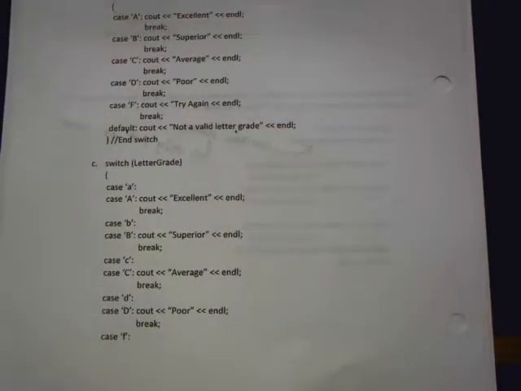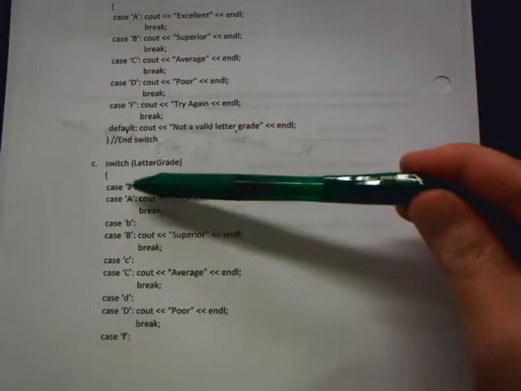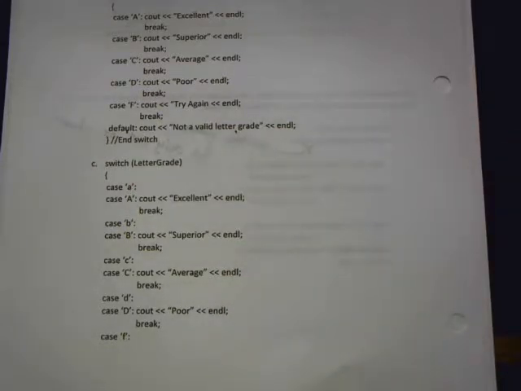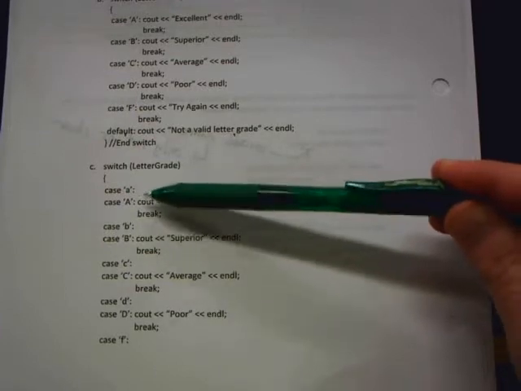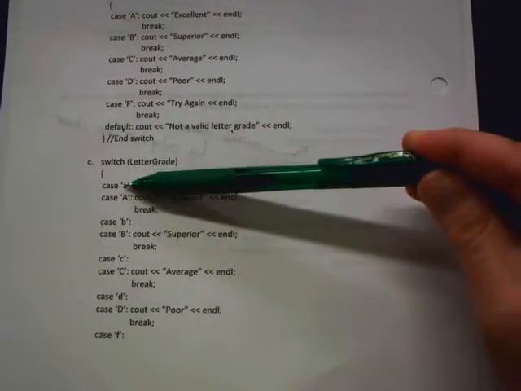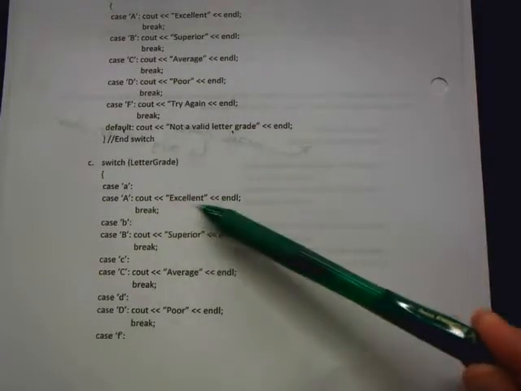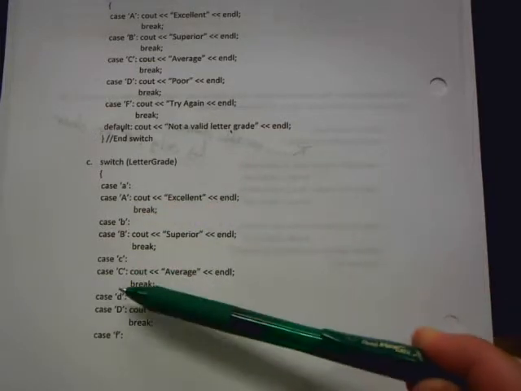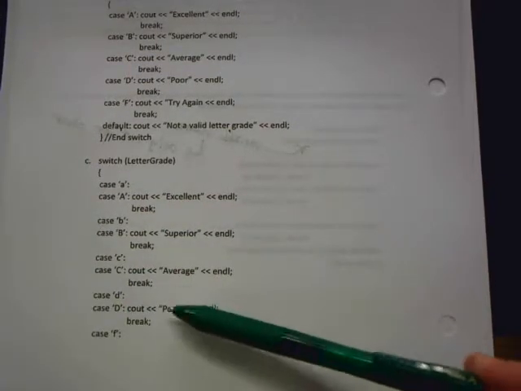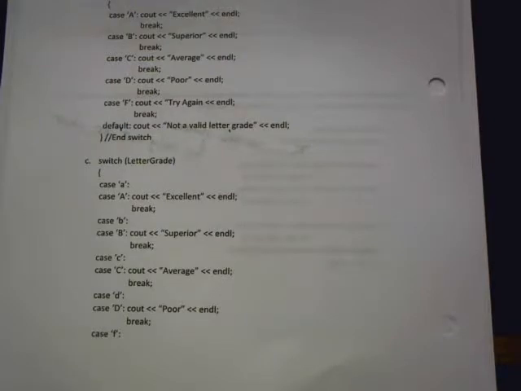Now, something to consider. The person might type in a little letter a or a big letter A, depending on your directions. If you just said enter your letter grade, some people might type capitals, some people might type lowercase. And you can handle that too. You can handle that with case little a colon, case big A colon, cout excellent. So now if the person types in a little letter a or a big letter A, it will still cout excellent. And then it will break, it won't test any of the other ones. And down the line, if the person types in a little d or a big D, it will type the word poor. Questions on that?